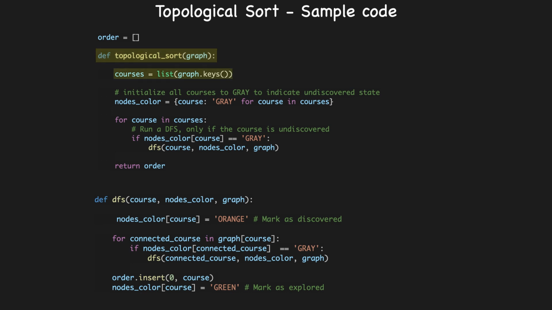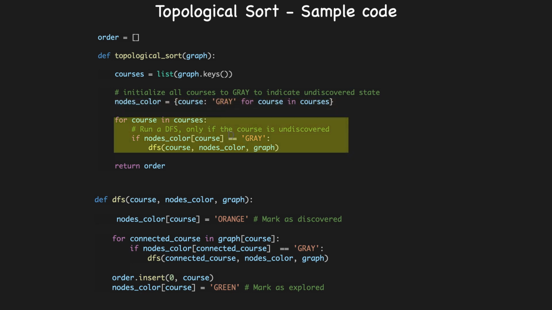In Python, the keys method extracts the keys of the dictionary and we convert that into a list to get our list of courses. We then initialize a dictionary called nodes color where the key is the course name and its value is set to gray to indicate its undiscovered state. For each course in the list, we'll run a DFS on it only if its color is gray.